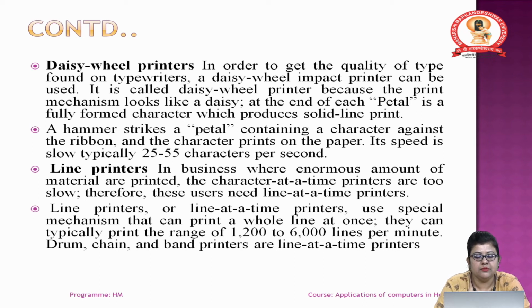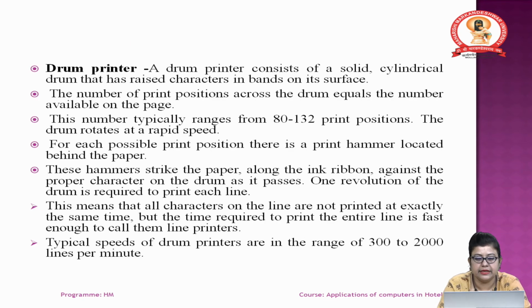Line printers. In businesses with an enormous amount of work, we use these kinds of printers. We also have character printers and line printers, but for businesses with an enormous amount of work, we prefer line printers because line printers print a whole line at a time. They print in the range of 1200 to 6000 lines per minute. Okay. Then drum printer, chain printer, band printer, these are examples of line printers.